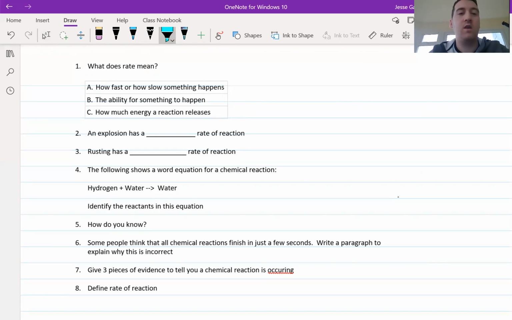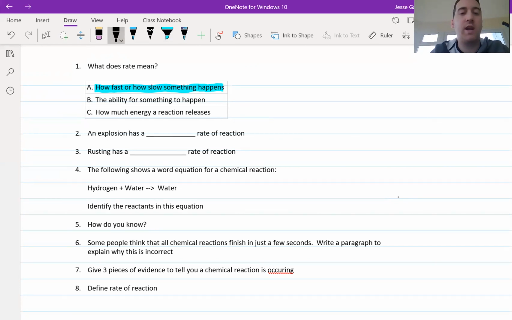Okay, so the first one, what does rate mean? Well, the one that makes sense is the first one: how fast or how slow something happens. That is rate. So rate does not mean the ability for something to happen, and it does not mean how much energy a reaction releases. Those are different things. Rate means how fast or how slow, or what speed.